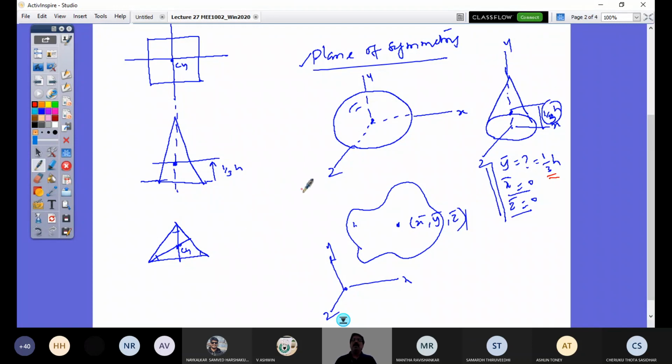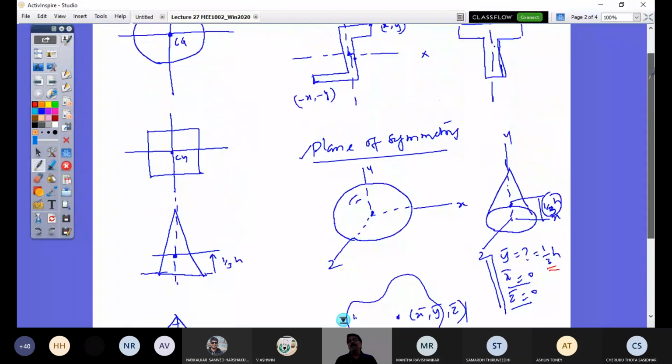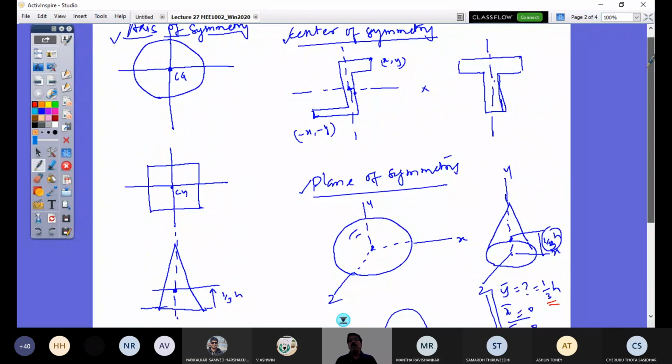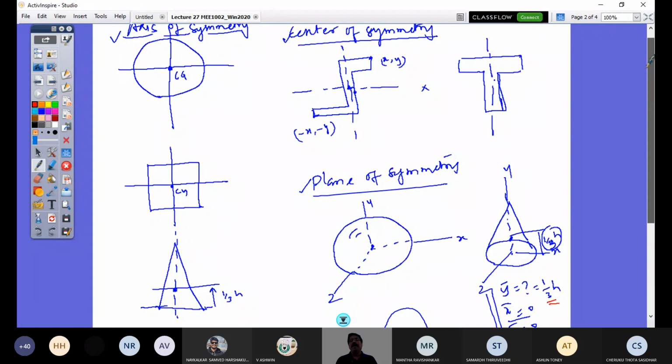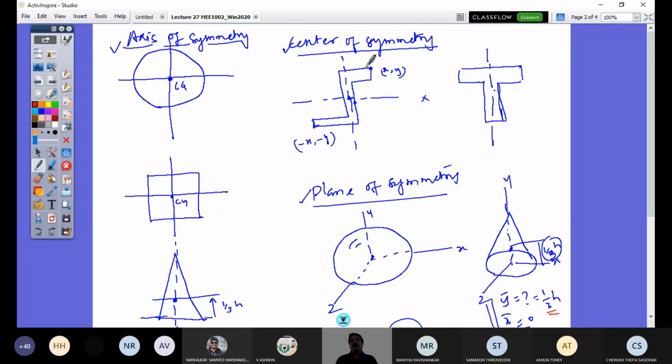So this is what you understood from the plane of symmetry and so on. If I have two planes of symmetry, I could locate my centroid. If I have two axes of symmetry, I could locate my centroid in a plane like that. You also have understood what we mean by center of symmetry.